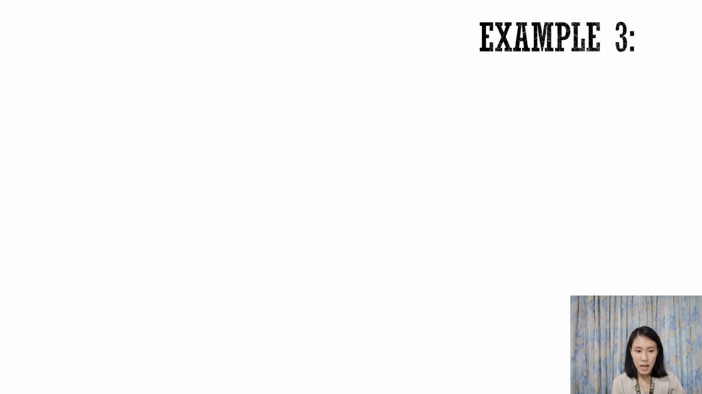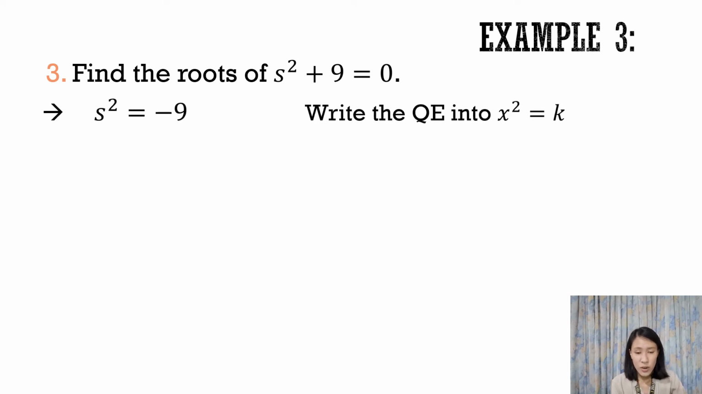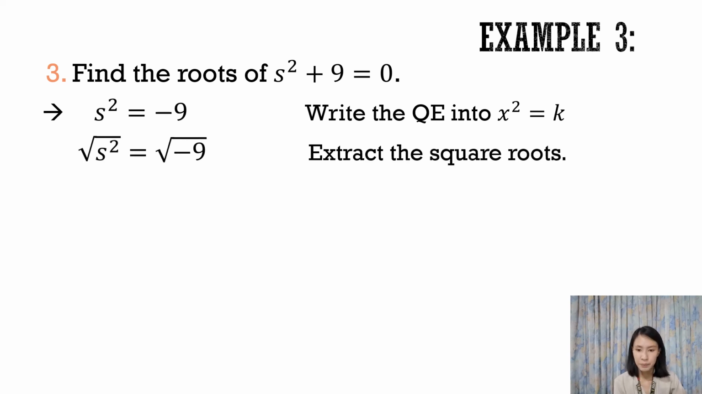Let us have example number 3. Find the roots of s squared plus 9 is equal to 0. Let us write the given equation as x squared is equal to k for us to solve this one using extracting square roots. Using the addition property of equality, our equation becomes s squared is equal to negative 9.